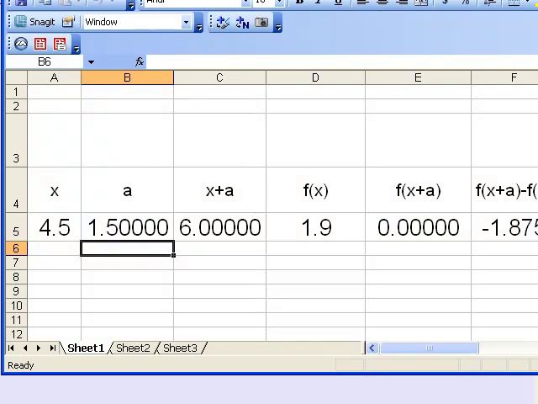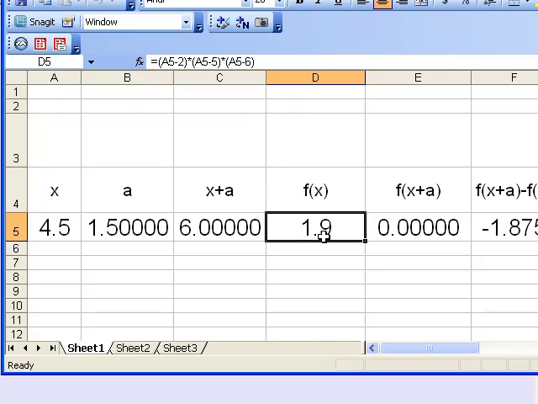Okay, here's what your model should look like. You're going to be choosing a value for x. You're going to be choosing a value to add to that, which is a. Calculate what x plus a is. Calculate the value of the function at x.